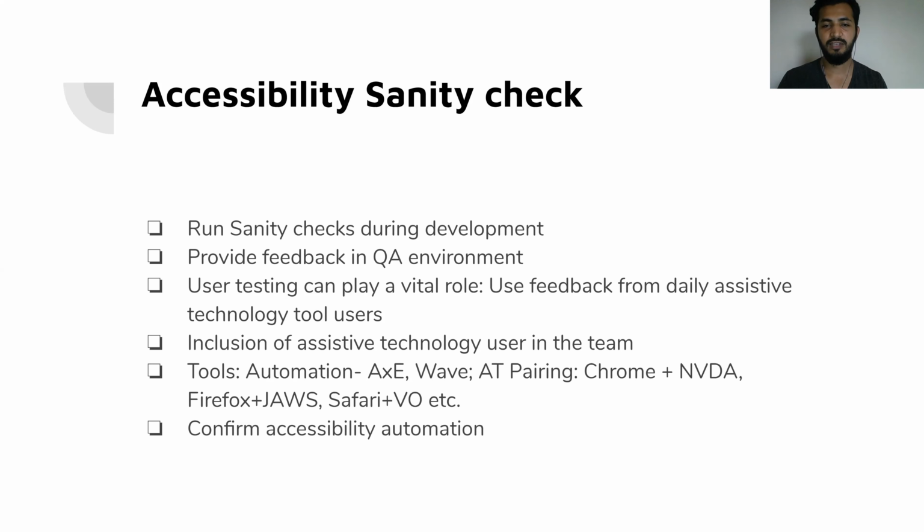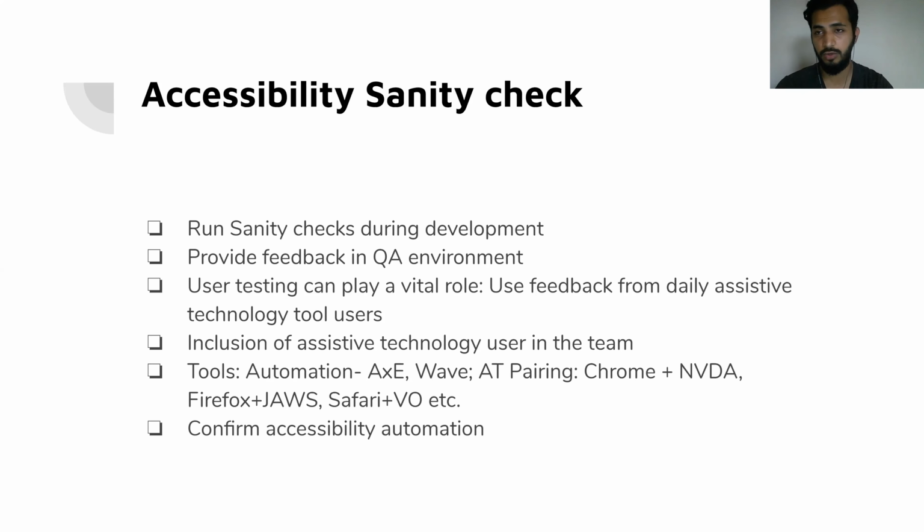Inclusion of an assistive technology user, as I've mentioned already, in your own team is really important. What kind of tool can we use to evaluate the contents for sanity checks? Again, for automation, you can use Axe, WAVE, Andi. What kind of pairing can we apply to evaluate the content? We can try Chrome with NVDA. We can try Firefox with JAWS. We can try Safari with VoiceOver. Now, this pairing depends on the type of content you are trying to put out.